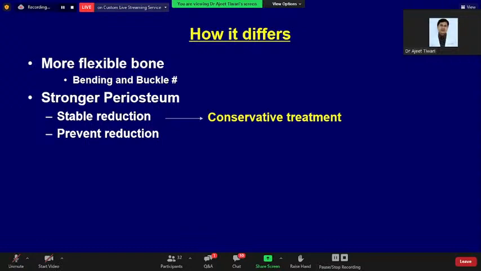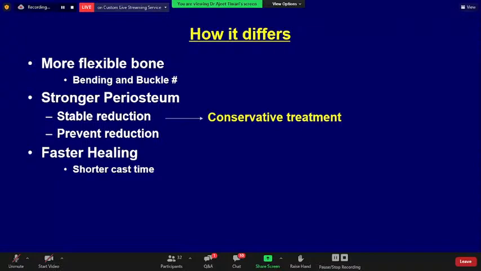But this stronger periosteum sometimes creates problems, as it can prevent reduction, because once it interposes at the fracture site, it becomes difficult to reduce the fracture accurately. In that condition, you have to open and take out the soft tissue interposition. Healing is faster in pediatrics, as the child has enormous potential for healing of fractures, so the cast time is shorter. The fractures unite faster, so the cast should be for a lesser time.